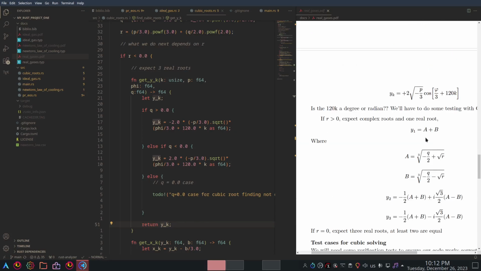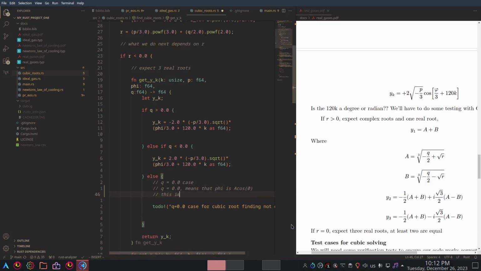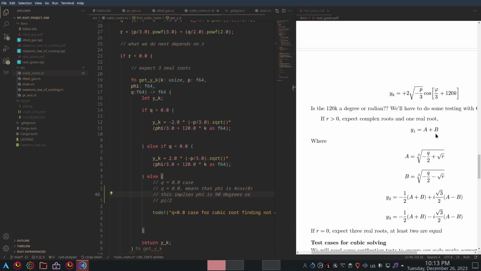Okay, so q equals 0. Let's just write down q equals to 0 means that phi is arc cos of 0. And then what does that imply? This implies phi is 90 degrees or pi by 2. So that's what we are discussing just now.